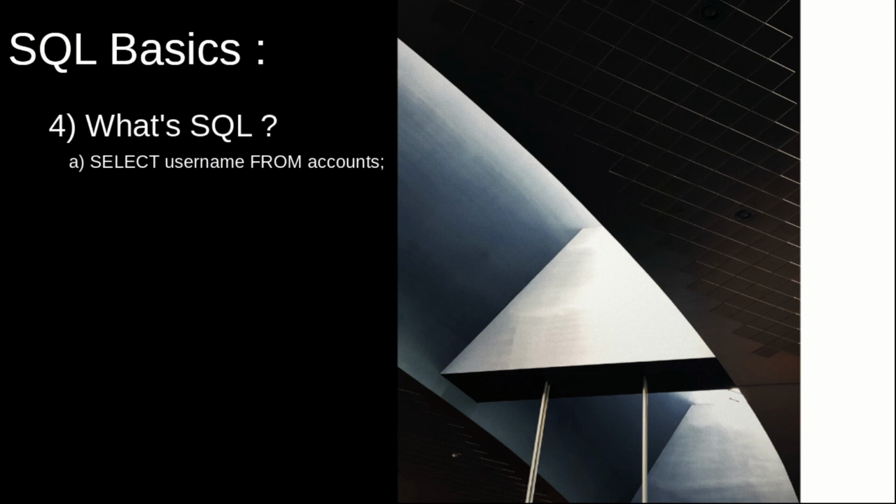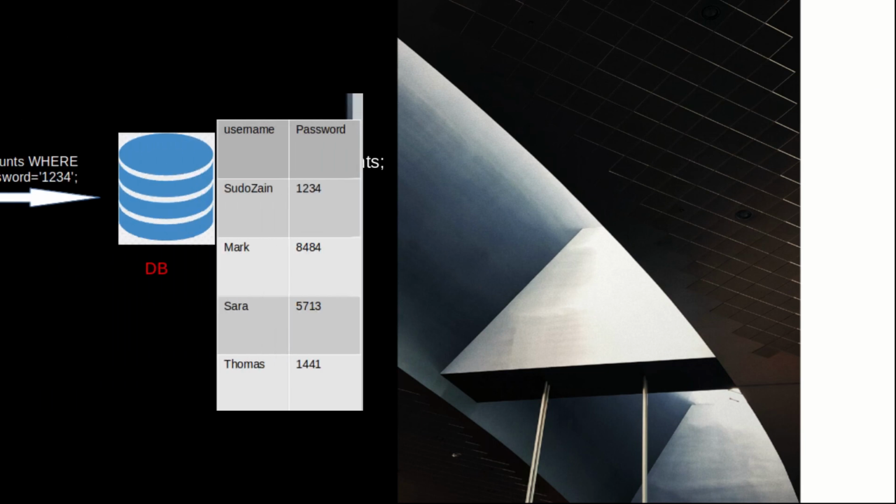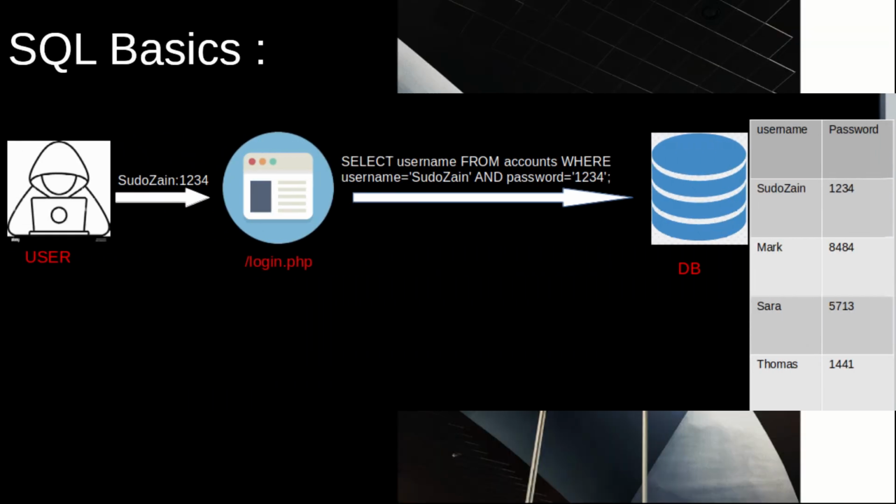But let's go back to the real world. If we enter our username and password in the URL login.php, login.php will send a query to the database to check our username and password. If it's correct, it will allow us to access our account. If it's not, it will print out something like "account does not exist." The query will be something like: select username from accounts where username is citizen and password 1234, and it closes with a semicolon.